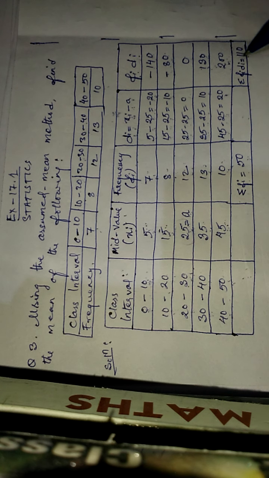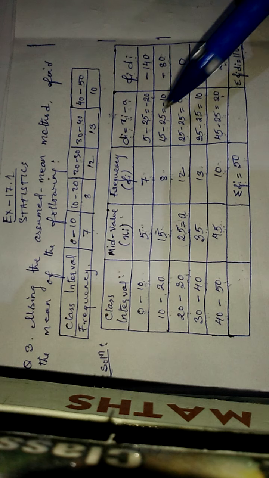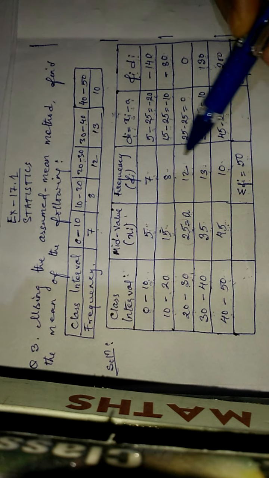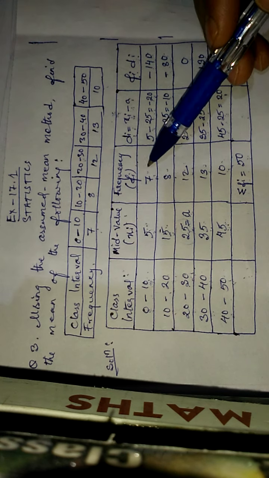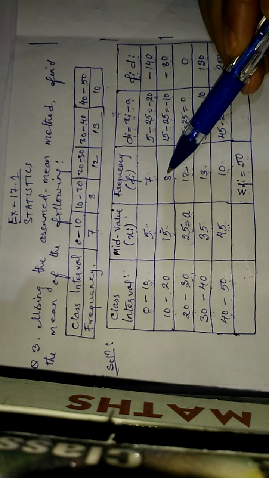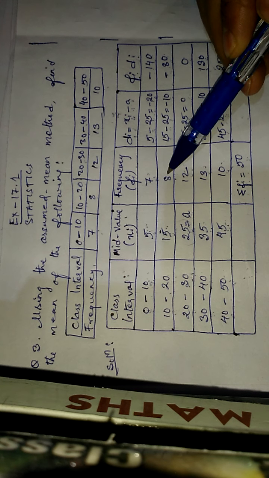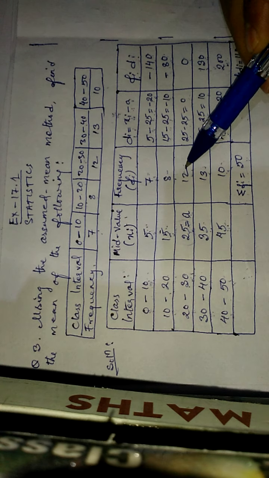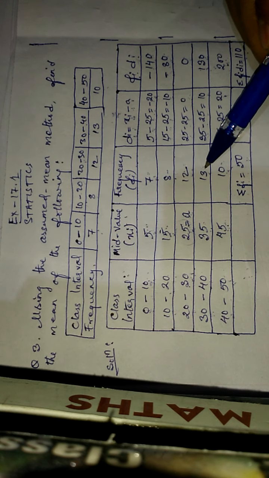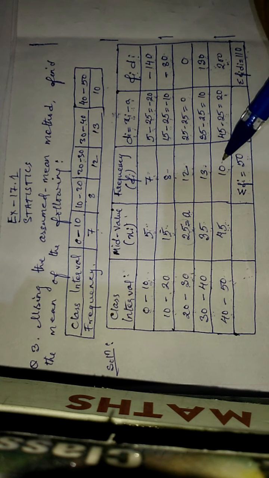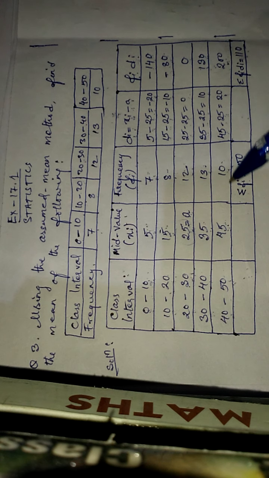Again, here also you have to add all the frequencies. Add here: 7 plus 8, 15. 15 plus 12, 27. 27 plus 13, 40. 40 plus 10 is 50. Now we have the sum of frequency and the sum of the product of frequency and deviation.